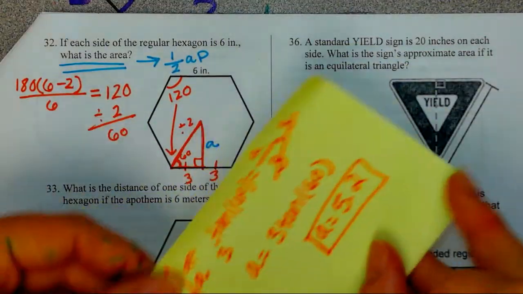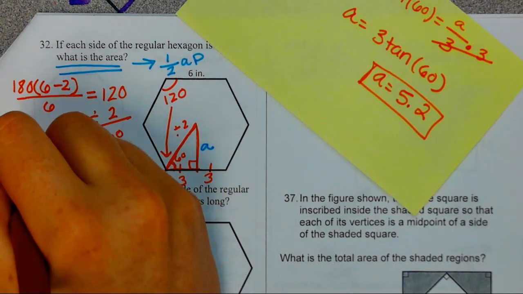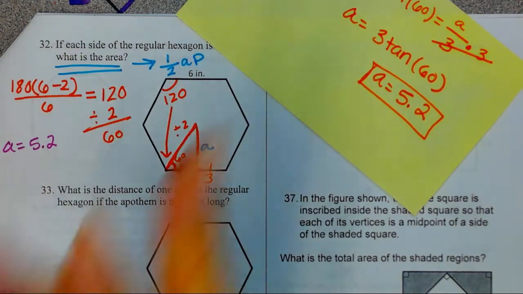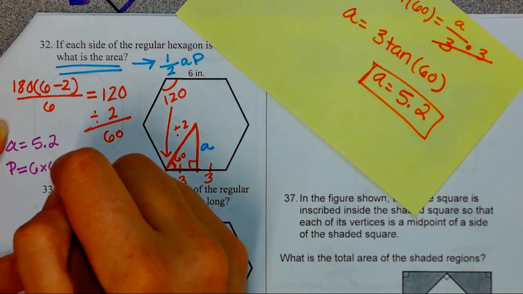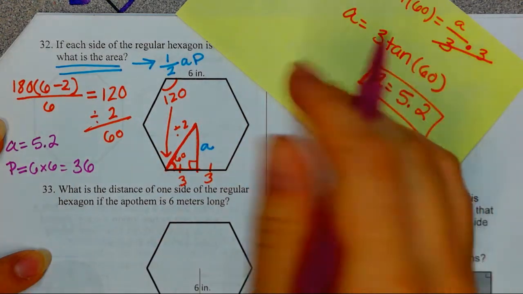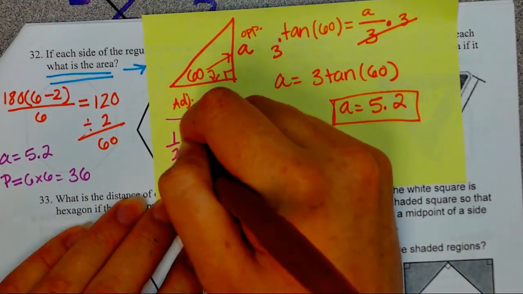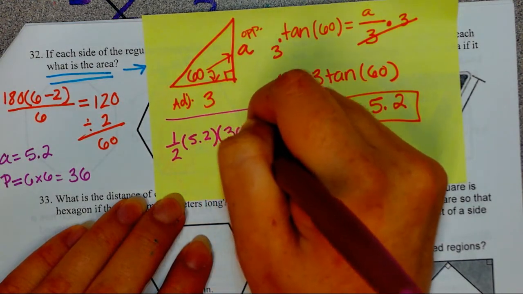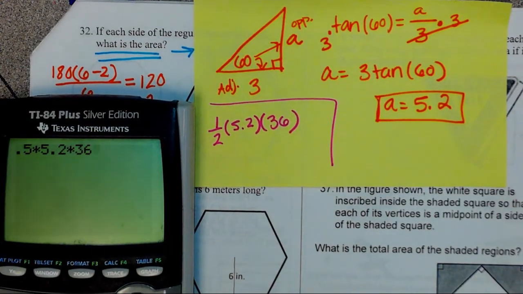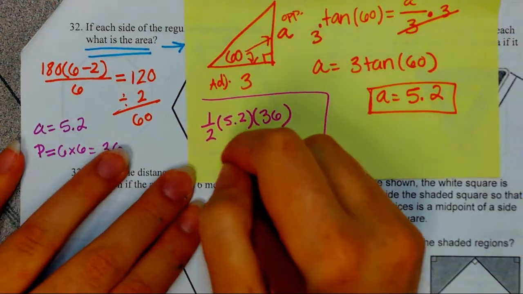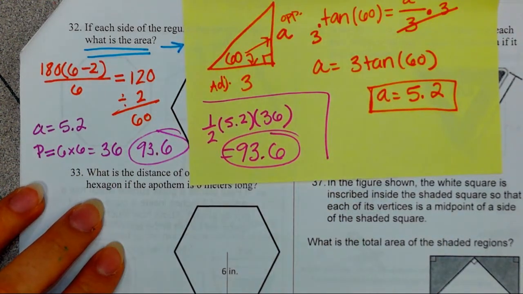Now this isn't the end of the problem because we still need to get the area. We have the most important piece because the rest isn't as difficult. We also need the perimeter, but that's kind of easy: 6 times 6 sides would give us a perimeter of 36. So plugging things in, 1/2 times the apothem of 5.2 times the perimeter of 36 is equal to 93.6. So that's our area.